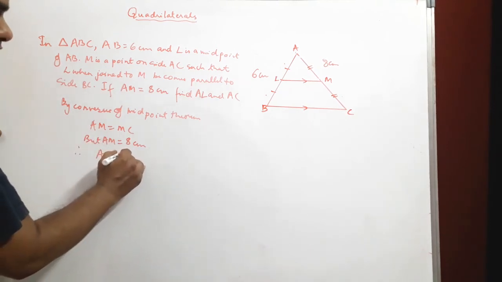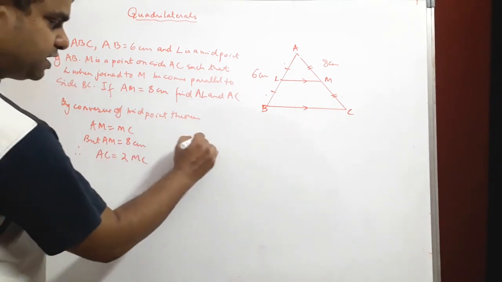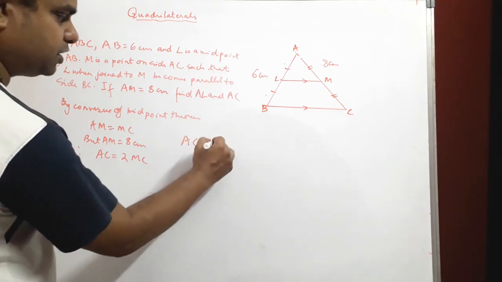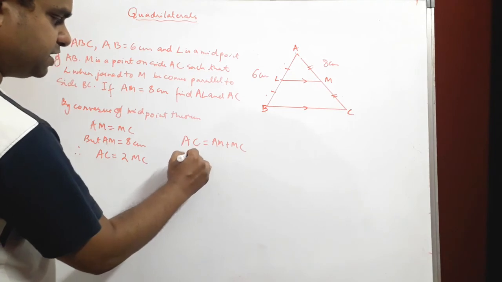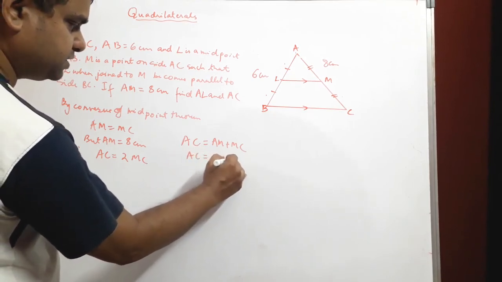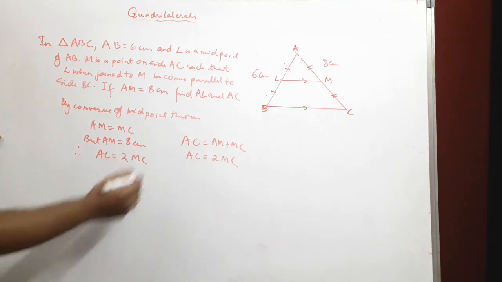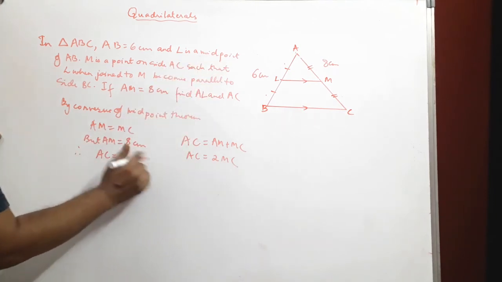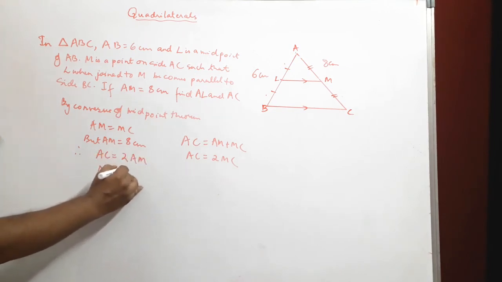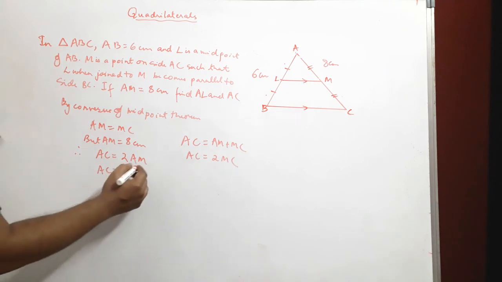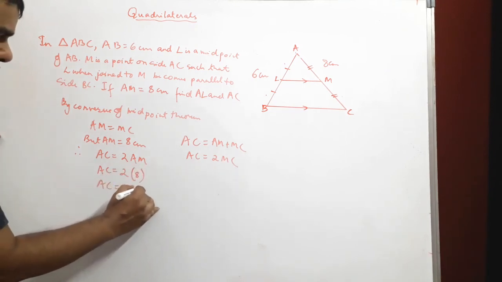AC is nothing but 2 times MC. I'll show you separately. AC is equal to AM plus MC. But if AM is equal to MC, then we can write AC equal to 2 times MC, right? So AC is equal to 2 times MC or AM. We have been given AM, so I'll convert this into AM and not MC. AC equal to 2 times AM, and AM is given as 8. That means AC is equal to 16 centimeters.